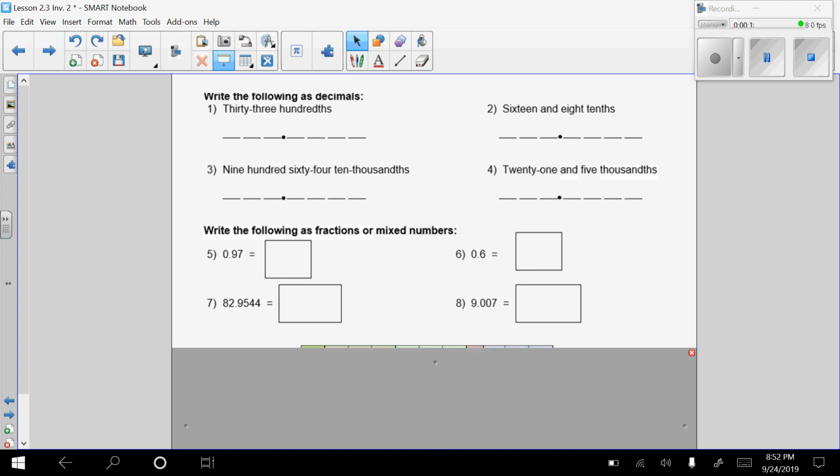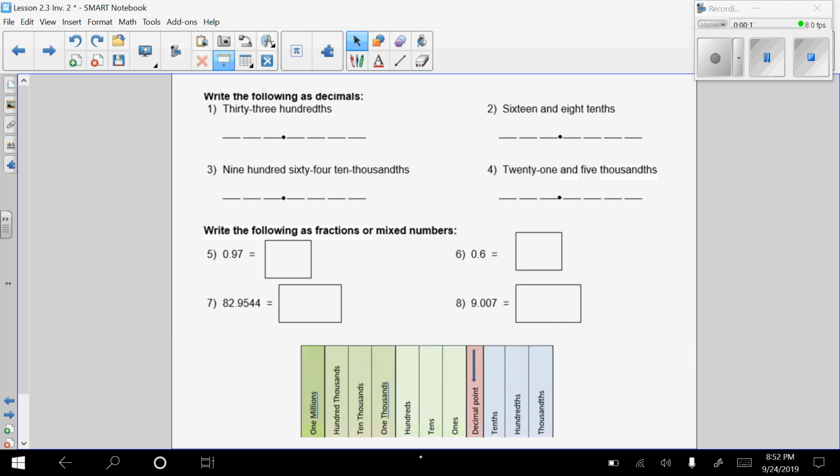First, let's review our place value. You can see by the chart here where the decimal point is. The first spot after the decimal point is tenths, then hundredths. So I want to write 33 hundredths. That means I need to end at the second spot because that's where hundredths is.